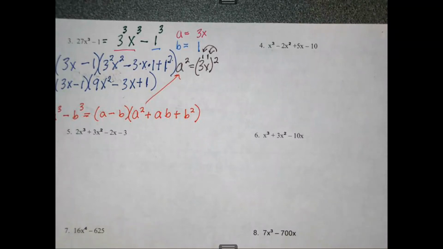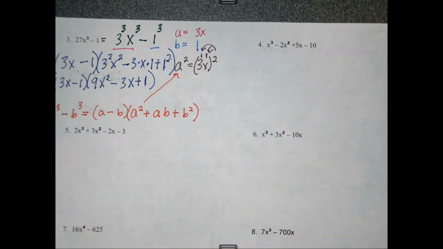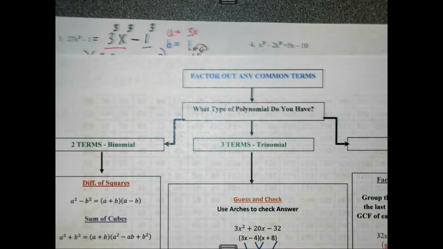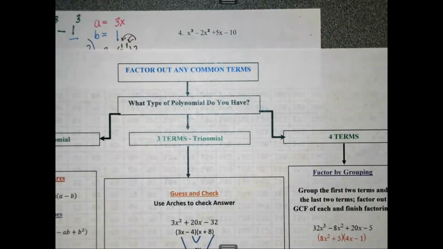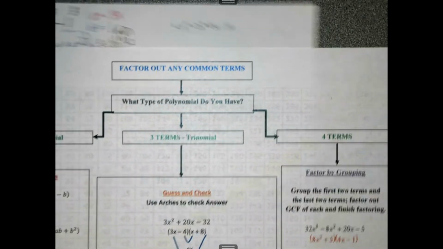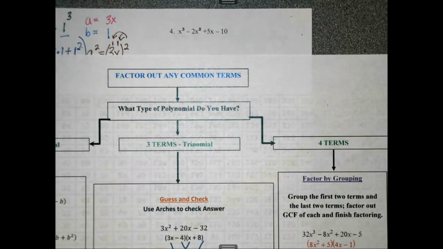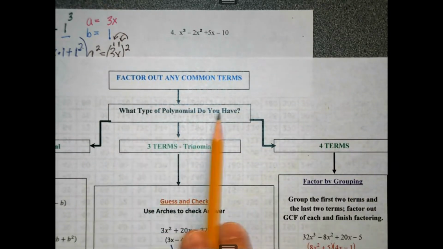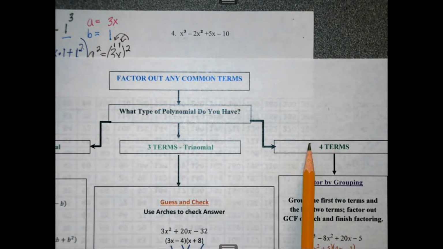Okay, look at number 4. Four's a little different than what we've been doing all year, right? What's a little different about it? There's how many terms? If you follow your flow chart, what type of polynomial do we have? I have 4 terms. We never did 4 terms, did we?